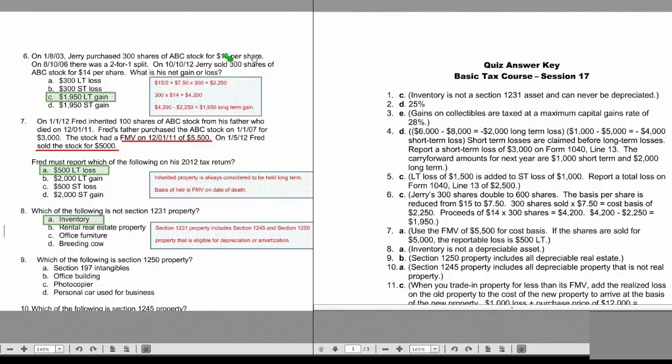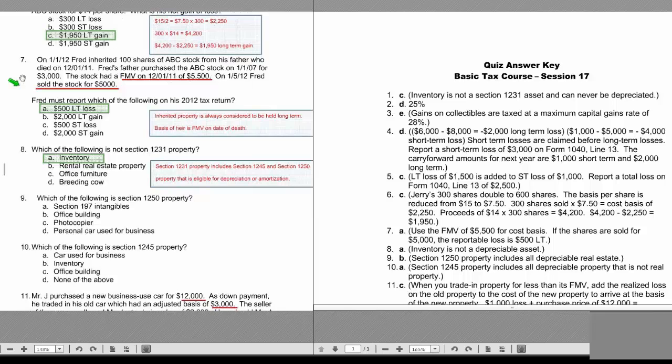If he then turns around and sells 300 shares, you're going to take $7.50 times 300 shares to get his $2,250 cost basis in the 300 shares that were sold. He then sells those 300 shares for $14 a share. 300 times 14 is $4,200, and then you simply take $4,200 minus the cost basis of $2,250, and you're left with $1,950. Is the gain long-term or short-term? Well, clearly he held the stock for more than 1 year. It is a long-term capital gain.